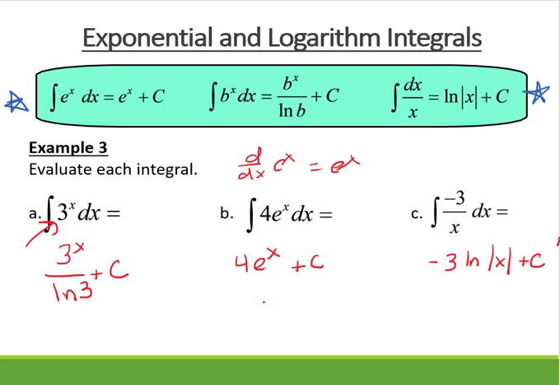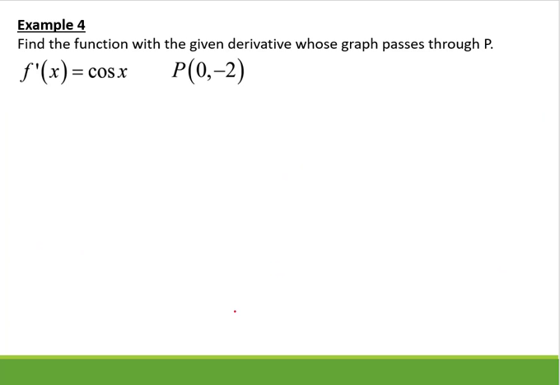Now we're going to find the function whose graph passes through P. I give you the derivative, and we now need to come up with the original function. So I find the antiderivative: what function's derivative is cosine? Well, that's sine of x plus c. Now I have an x and an f of x, so I have 2 equals the sine of 0 plus c. Sine of 0 is 0. So I now have my function.